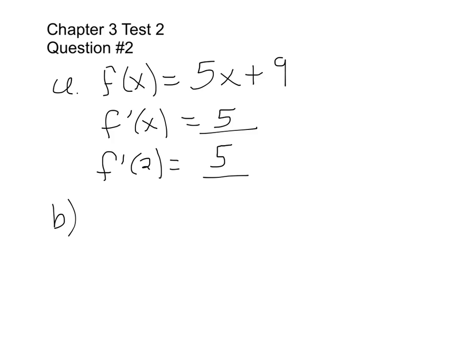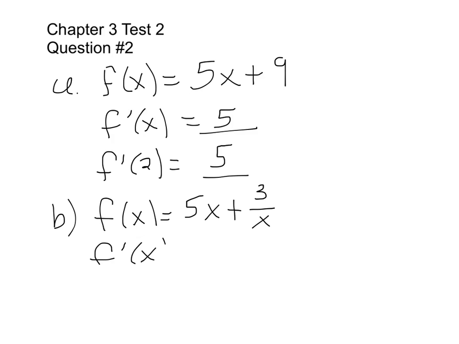Part B, we're given f of x equals 5x plus 3 over x. So the derivative of 5x, again, would be 5. The derivative of this one would probably be easier to write like that, 3 times x to the minus 1. You'd bring the minus 1 down, so you'd have negative 3 x to the minus 2. Well, I'm going to go ahead and throw that on the bottom.